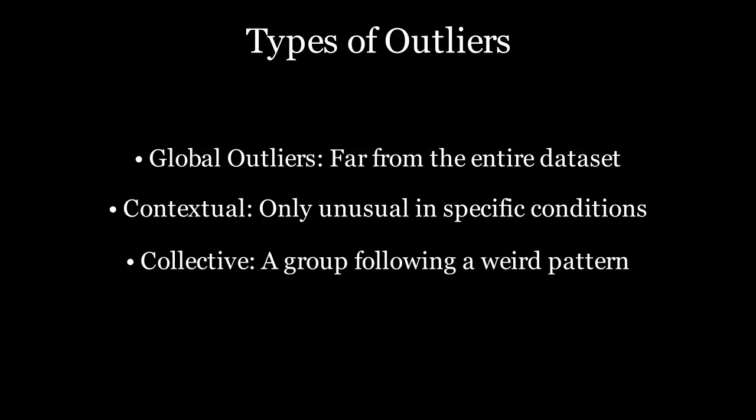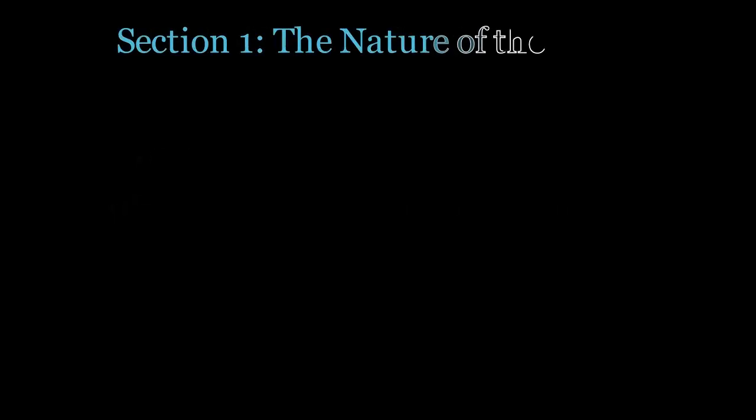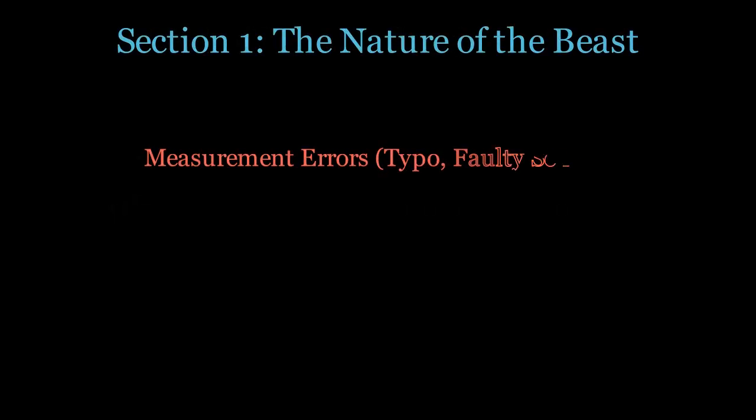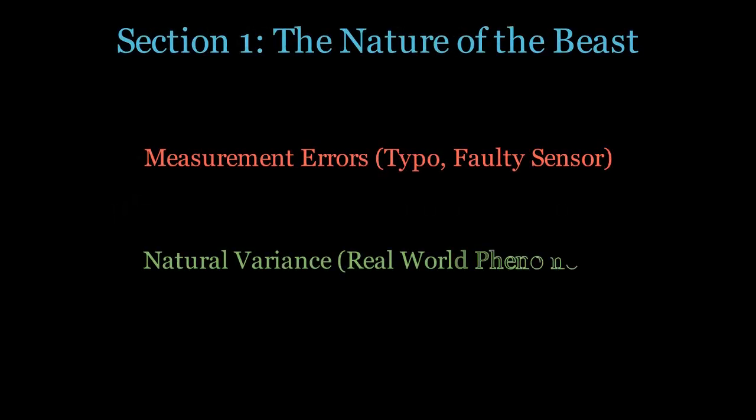Section 1. The nature of the beast. Before we decide what to do with an outlier, we must understand its origin. Broadly speaking, outliers come from two sources: error or variance. Measurement errors, such as a faulty sensor or a typo during data entry, are bad outliers. However, natural variance, like the extreme performance of an Olympic athlete, represents real-world phenomena. Removing these without thought is like deleting the most interesting parts of your story.